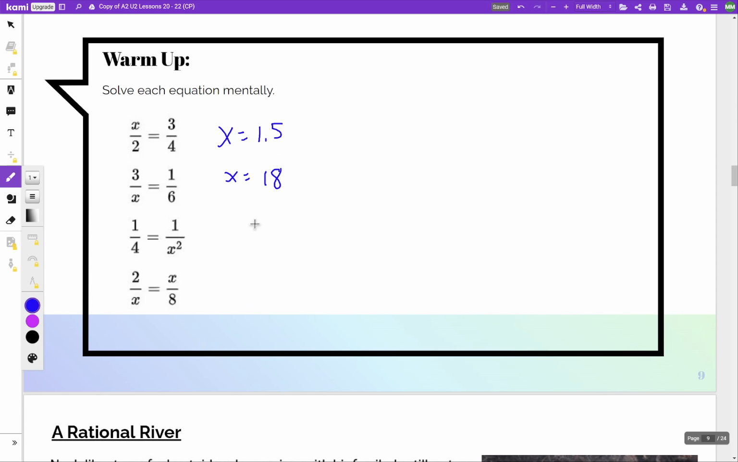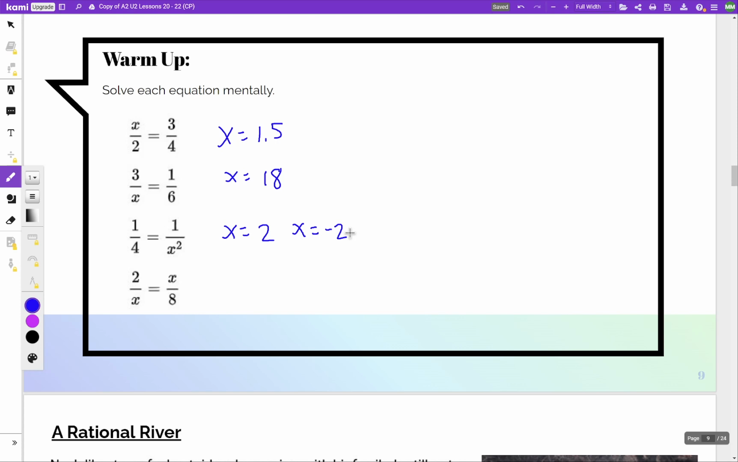Ooh, 1 over 4 equals 1 over x squared. Well, wouldn't that just mean that x squared is equal to 4? So what numbers would that work for? Well, x equals 2. But don't forget that x could also equal negative 2 in this case, because negative 2 squared does give you 4.